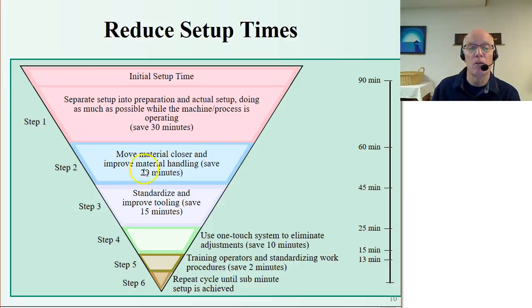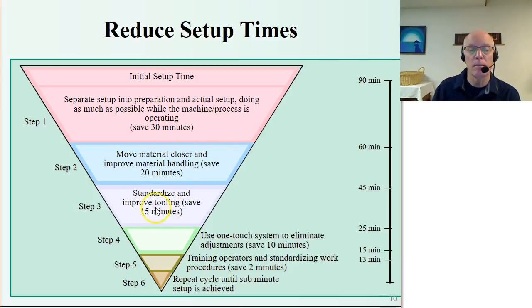Moving material closer to improve material handling. Again, do I have the product I need? Is the material ready to go? Because a lot of times we have delays. The machine's been converted over, but the material that is going to be used by that machine to build the product isn't available yet. So we move the product closer.